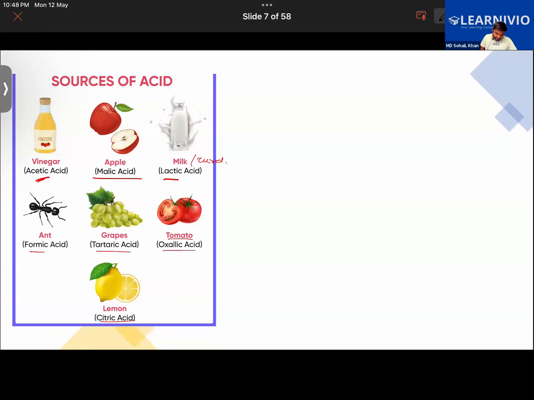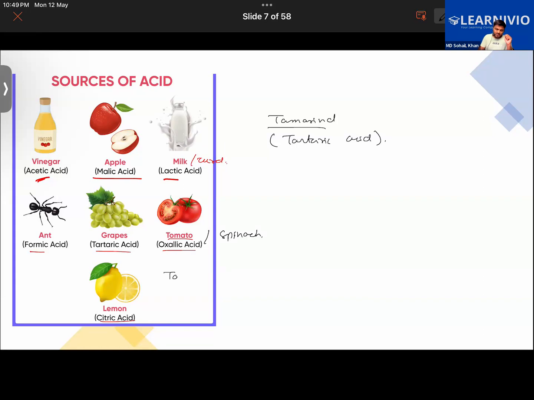Do we have tamarind over here? Tamarind also contains an acid. Tamarind contains tartaric acid in it. Even this oxalic acid is also found in spinach. If you have eaten it, you would know that spinach also has a slightly sour taste.